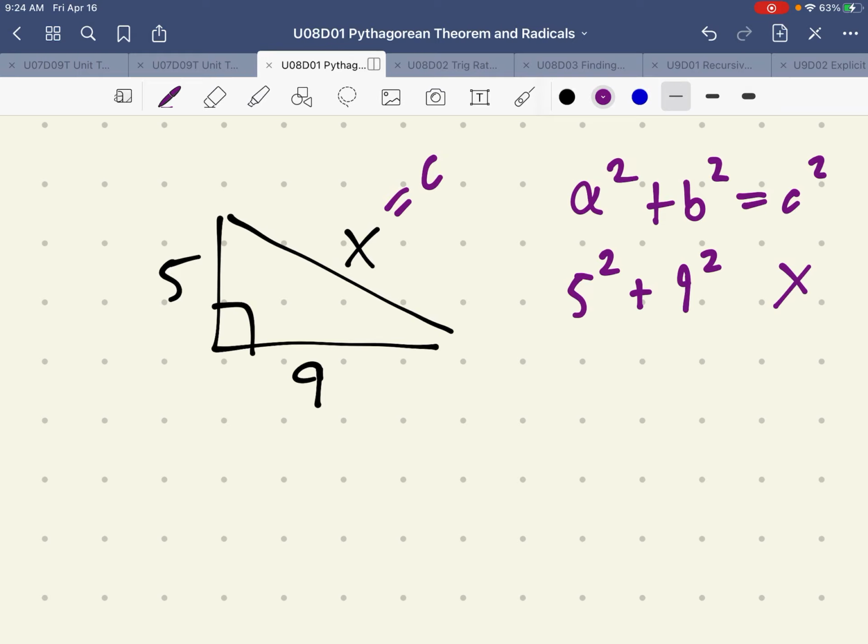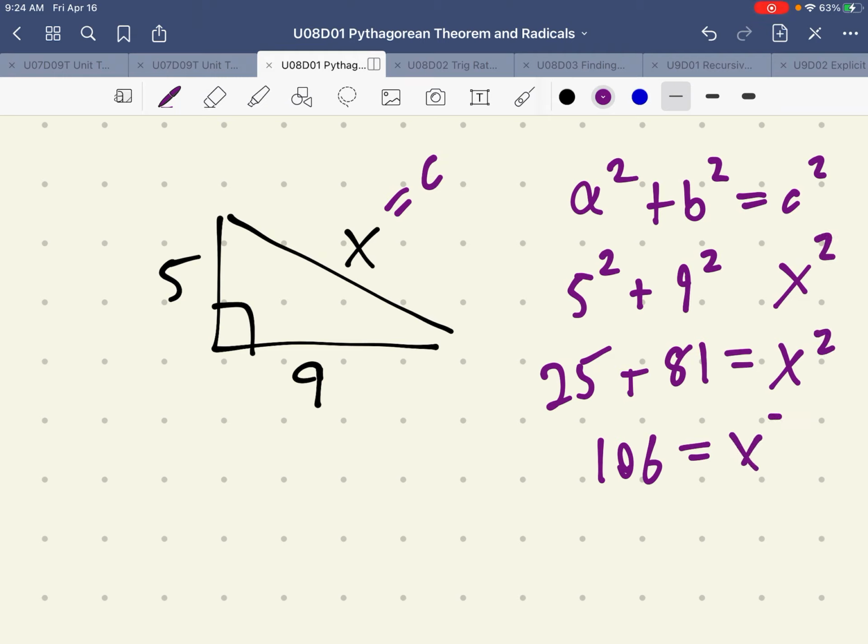So we're going to simplify this. We're going to get 25 plus 81 is equal to x squared. When you add these, you're going to get 106 equals x squared. Now to find x, we're going to take the square root of both sides. And the square root of x squared is x, which is what we are looking for. And the square root of 106 is a decimal we can calculate with our calculator.